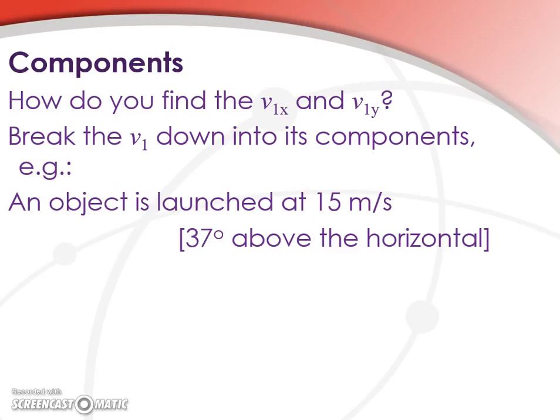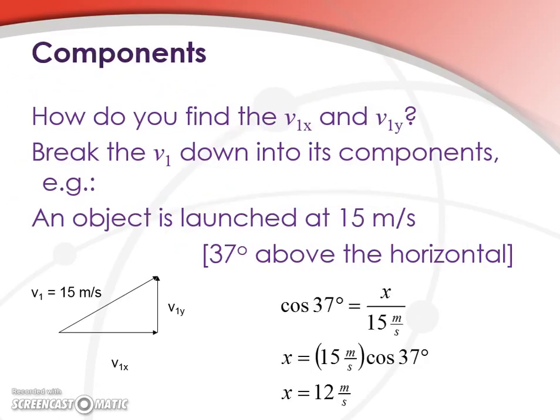So here's a standard problem. An object is launched at 15 meters per second, 37 degrees above the horizontal. And our challenge is to break up this v1 vector into a v1x and a v1y vector. And we've already seen how to do this. So we can use trigonometry to use the angle and the hypotenuse magnitude.